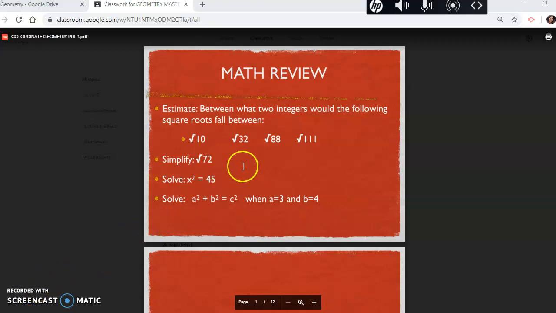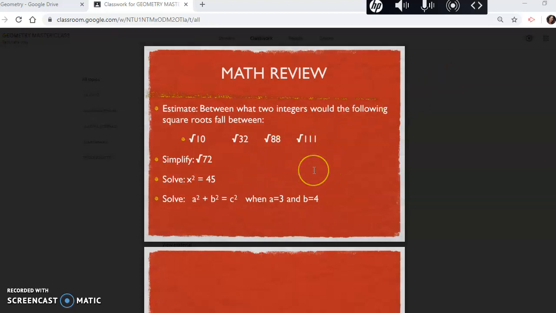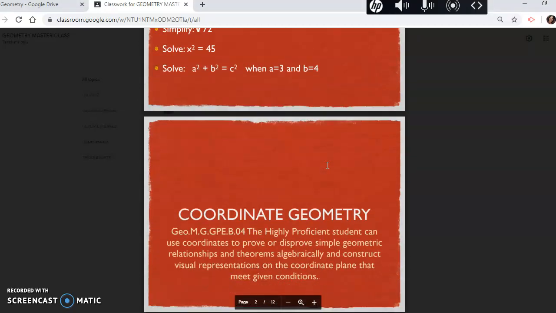Okay, I have right here a PowerPoint that I'd just like to talk you through just to make sure that you're understanding it. It's starting off with a math review that hopefully you'll take a second to pause and try. It's good practice, but mostly I want to get through what we're doing.